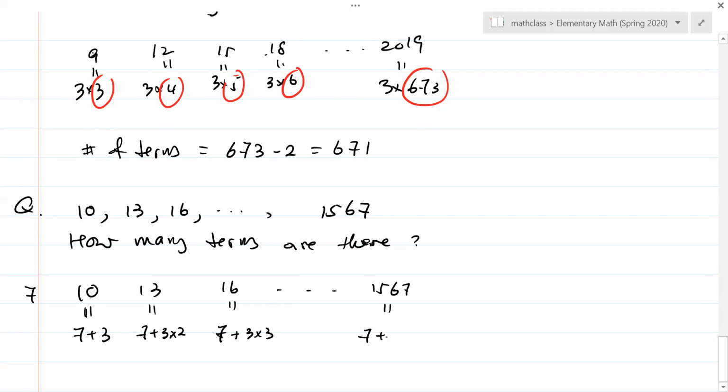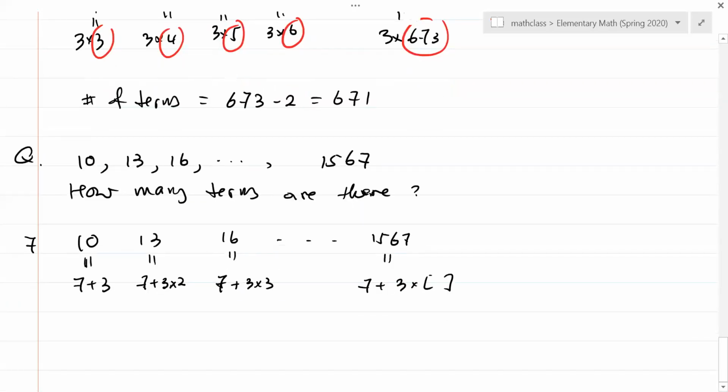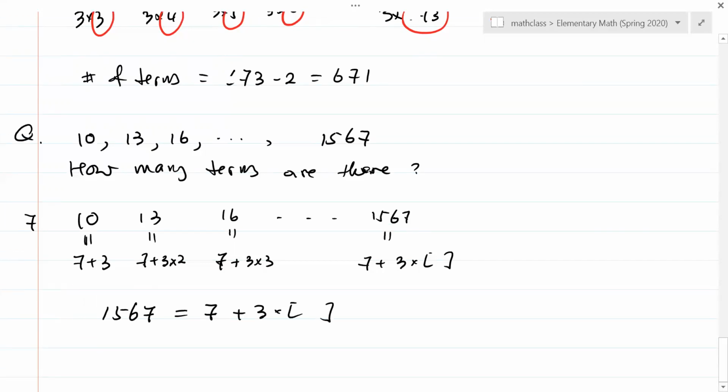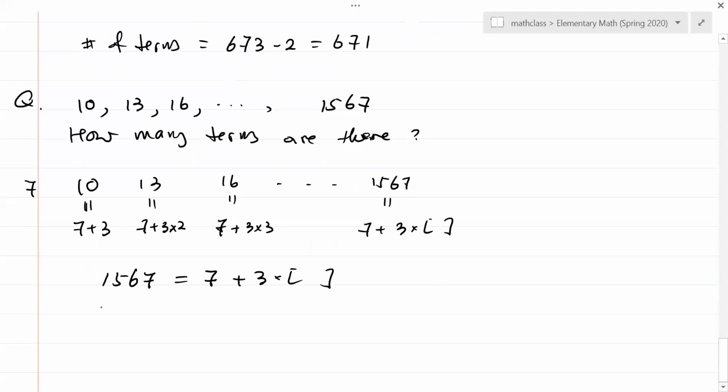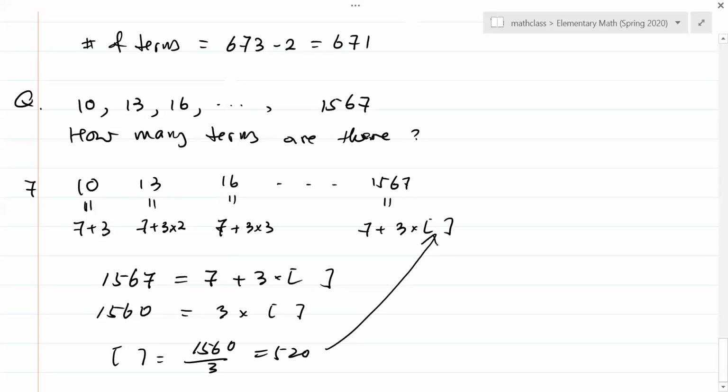1,567: I don't know how many 3s you have to add, so we can figure that out. You end up with an equation: 1,567 is going to be 7 plus 3 times some number. And what is that number? Well, the first thing you have to do is subtract the 7 from both sides. So 1,560 equals 3 times that number. Then you divide by 3. Yes, it's 520. So that number is going to be 520.